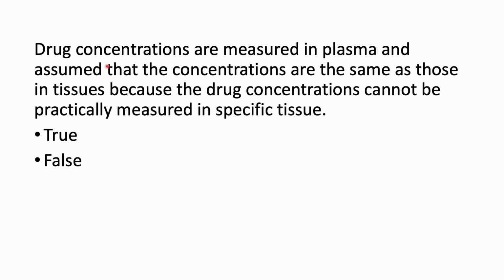Question. Drug concentrations are measured in plasma and assume that the concentrations are the same as those in tissues because the drug concentration cannot be practically measured in specific tissue. That is true. Why? Because in practice you cannot measure the drug concentration in tissue, and only way is to measure the concentration in plasma, and you assume that the drug concentration in plasma represent the drug concentration in the tissue.